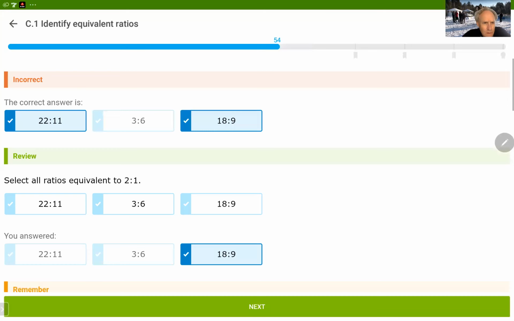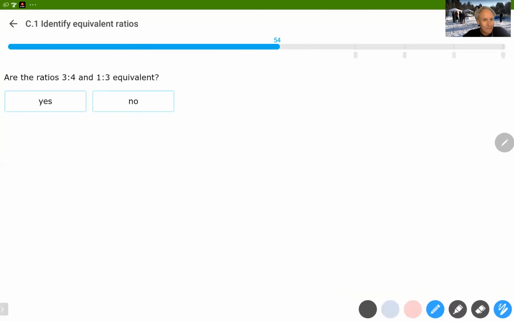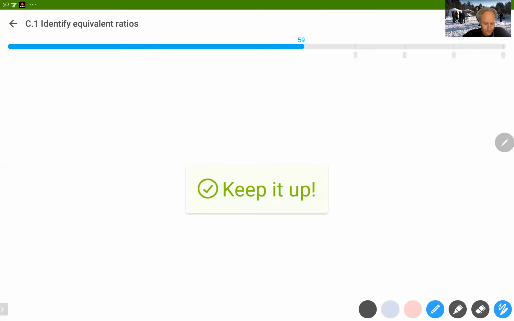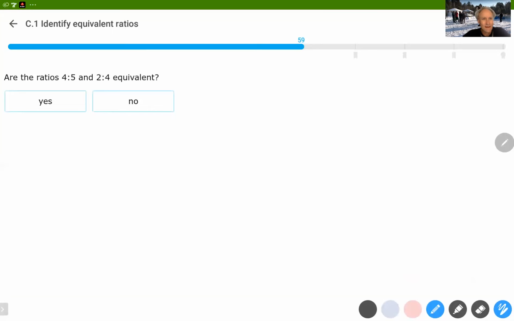What? Oh, can't divide today. 22 and 11, sure enough. Okay, better pay attention this time. 3 to 4 and 1 to 3, no. 4 to 5 and 2 to 4, no.